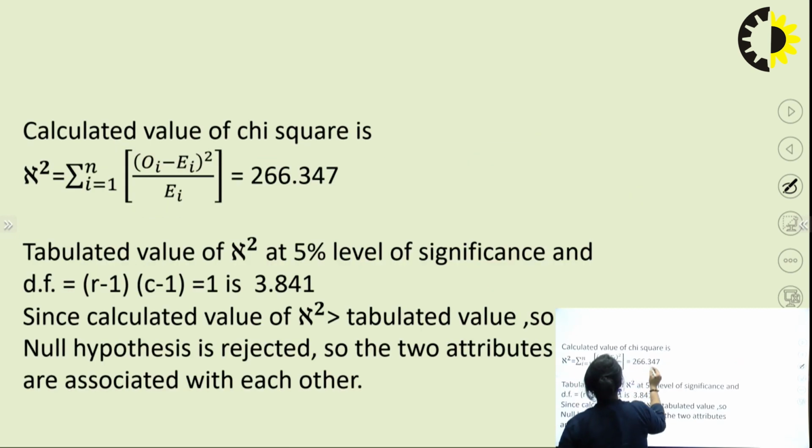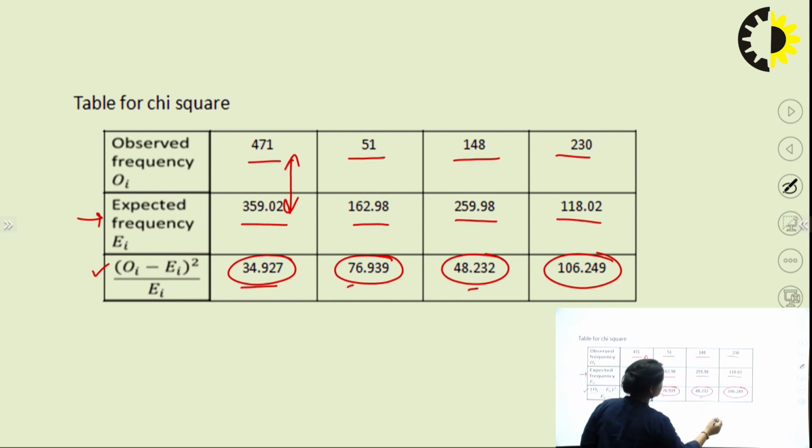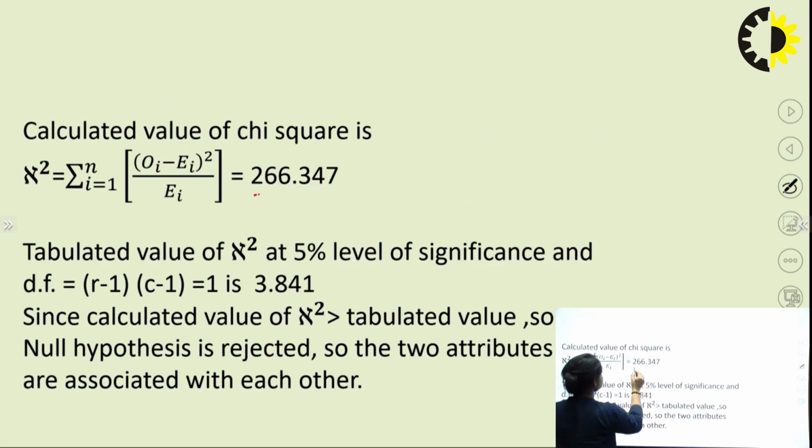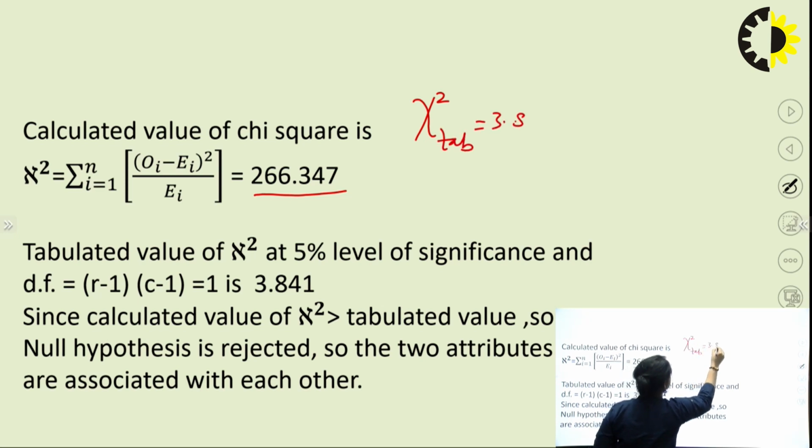So chi-square value calculated is the sum of all the values. So we have taken the sum of 34.927, 76.939, 48.232 and 106.249 to find chi-square value as 266.347. Now this value we have to compare with the tabulated value which was given to us. If you remember, the tabulated value of chi-square was given to be 3.841.